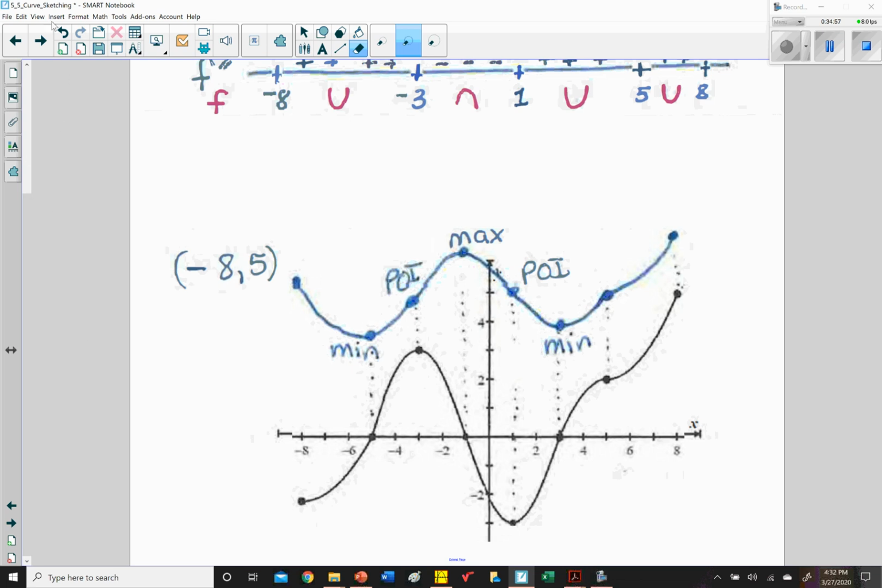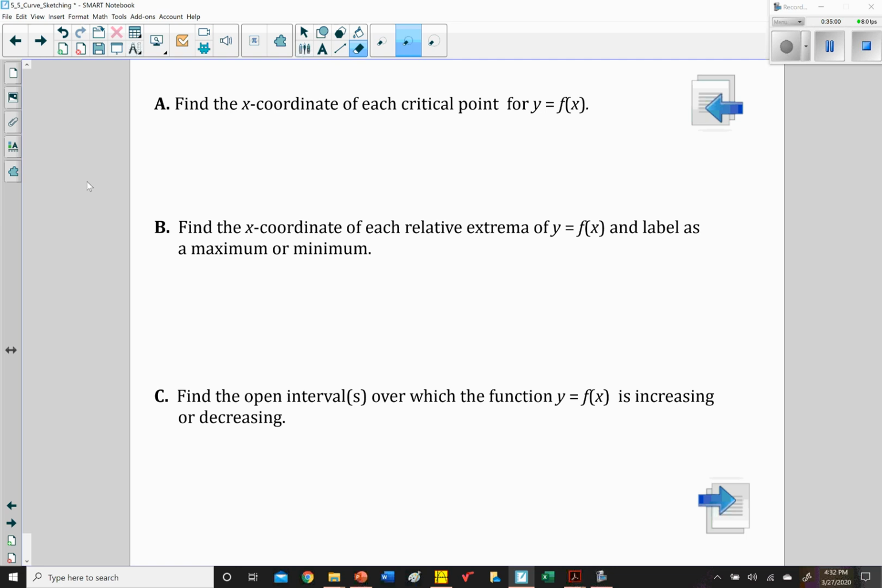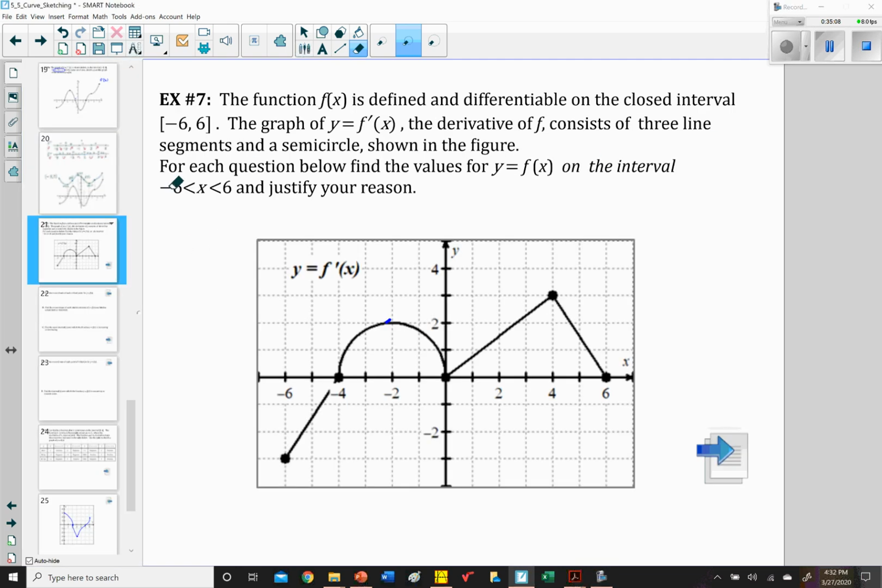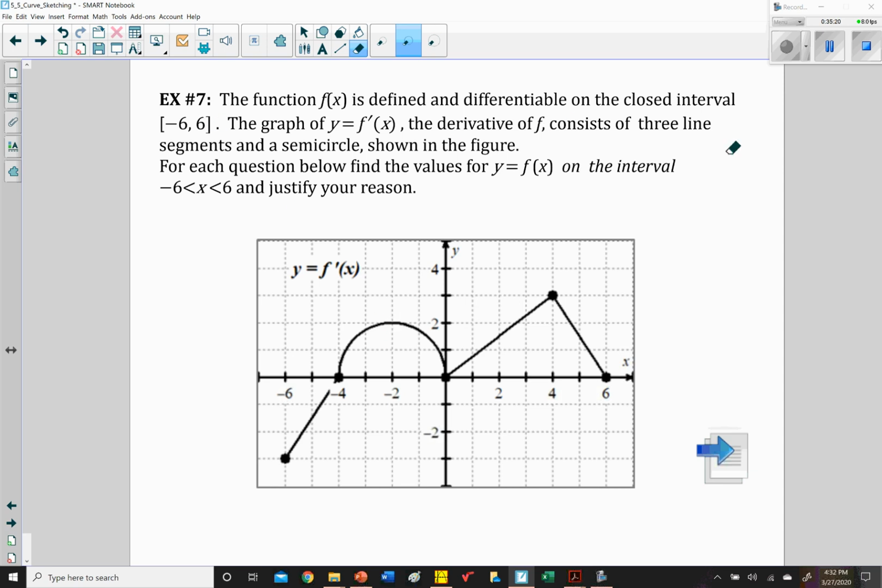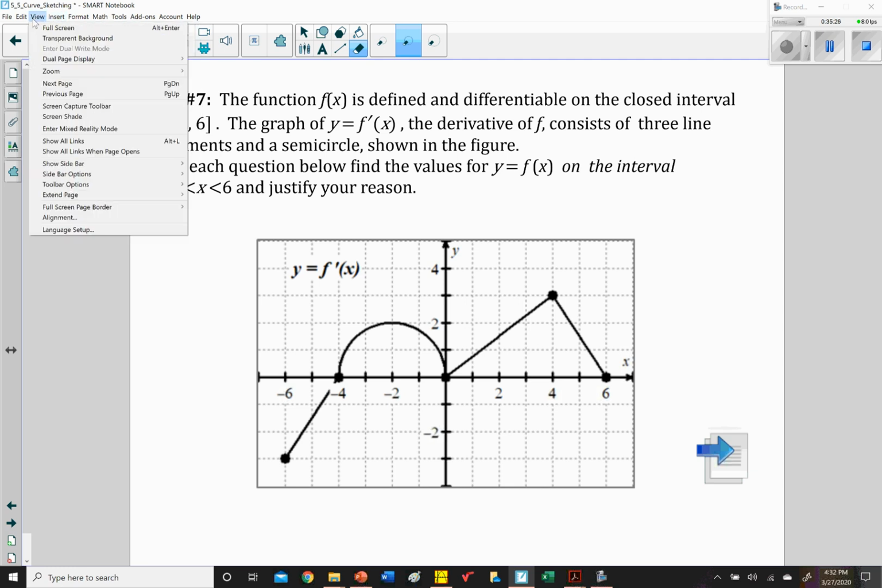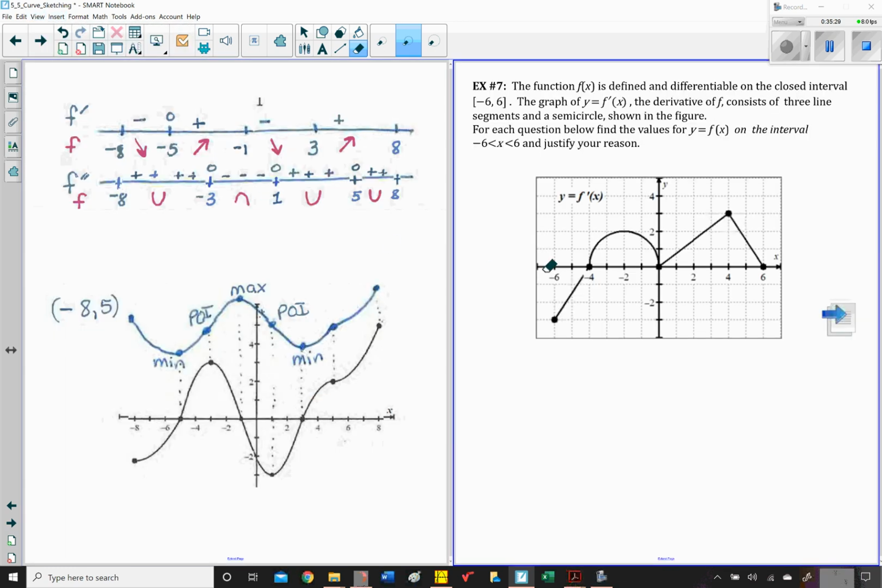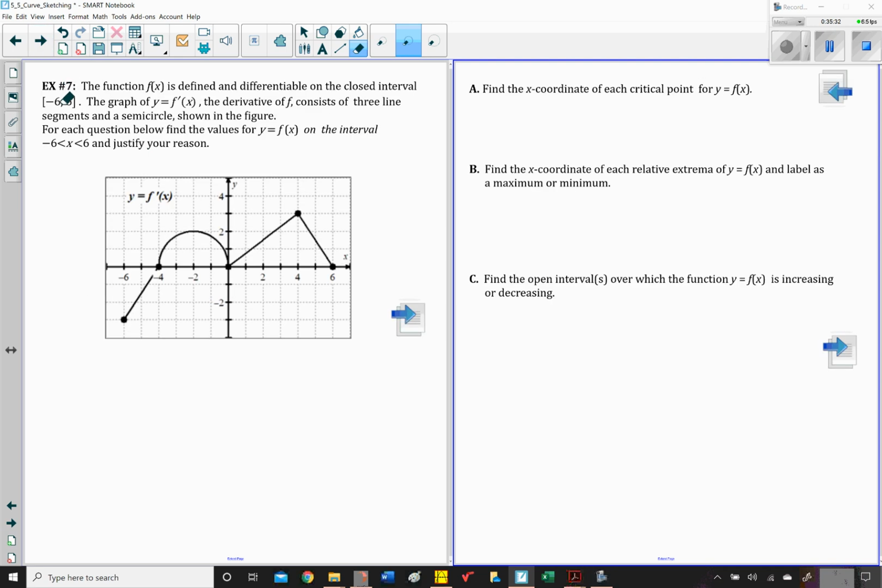Okay, what do we want to do? Find example 7. Lost the graph. Here it is. Okay, example 7, where you have a function f prime of x. This is our derivative graph. And we want to answer questions based on the derivative graph. So I believe I need both pages open again. Find the x-coordinates of each critical number for the function based off the derivative graph.